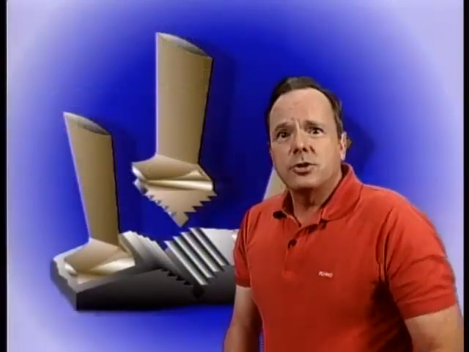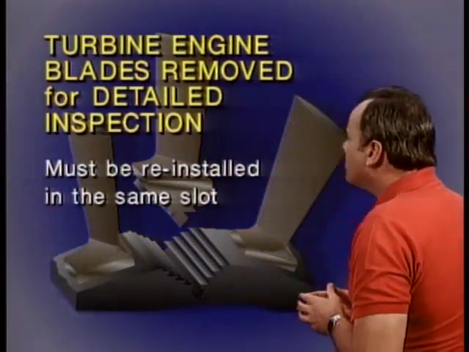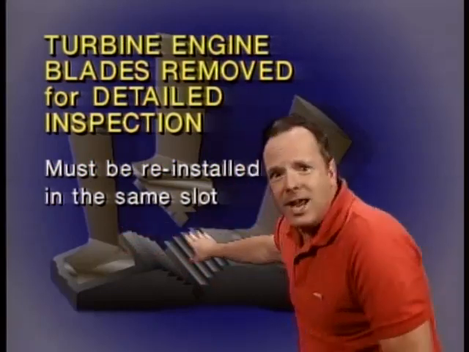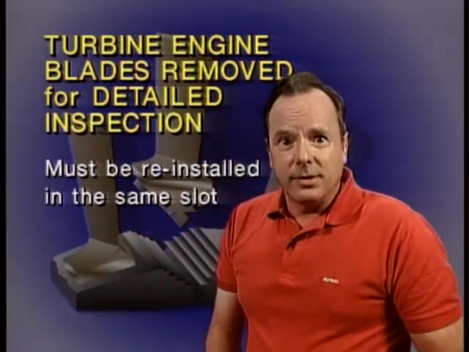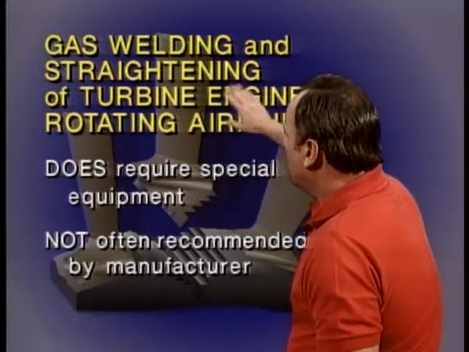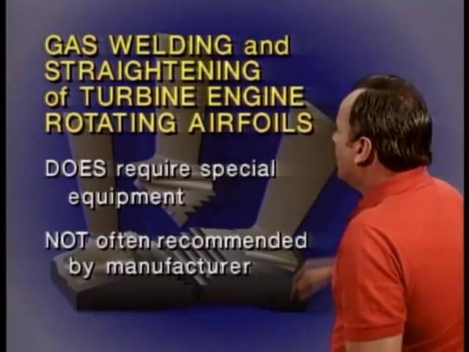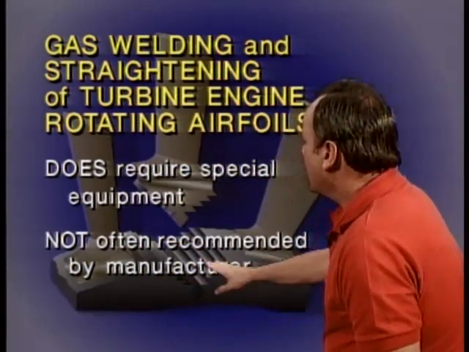Now, jet engine turbine blades, if they are removed for a detailed inspection, must be put back. Where do you put them back? In the same place you took them away from, in the same slot. And the reason for that is to maintain engine balance. Now, gas welding and straightening of turbine blades, these rotating airfoils they call them in the turbine engine, does require special equipment and is not often recommended by the manufacturer.